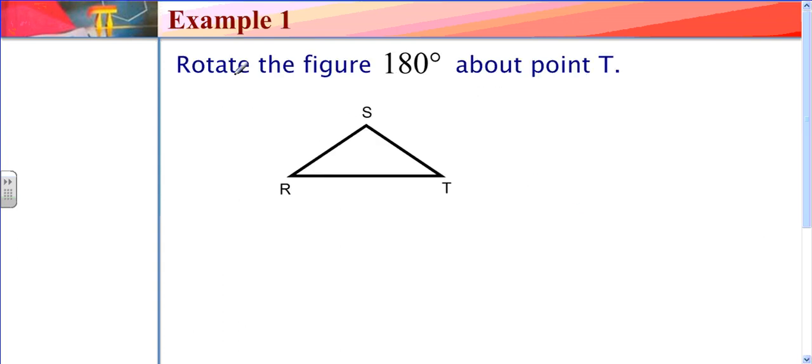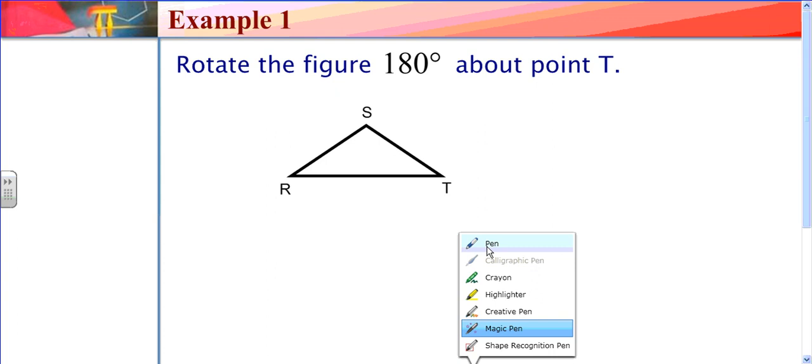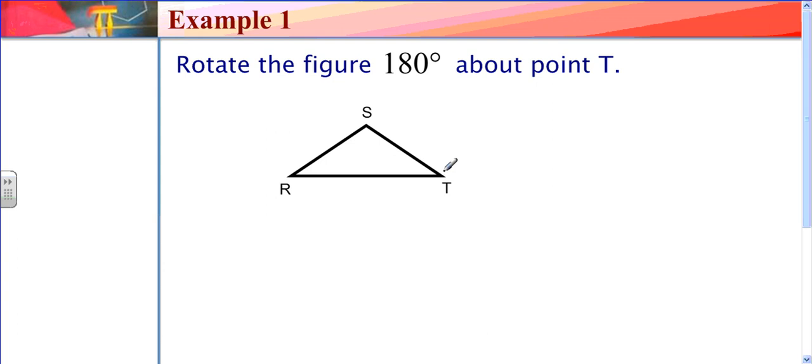So let's look at a couple examples. A real simple one is rotating something 180 degrees. 180 degrees almost looks like a flip, but it's not, it's going to be moved in a slightly different direction. So if we want to rotate this figure about point T, we want to visualize or put point T in here. So I'm going to get my pen and let's put in a point right here. So here's point T.